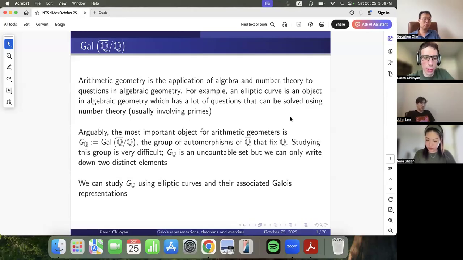And the most interesting thing about this group, in my opinion, is that it's extremely difficult to study straightforwardly. It's an uncountable set, of course, and you can think about why it's uncountable, but we can only really write down two distinct elements, at least as far as I know. Does anybody know two distinct elements of this group? I'll give you one of them. How about the identity? Does anybody have an opinion for another element?